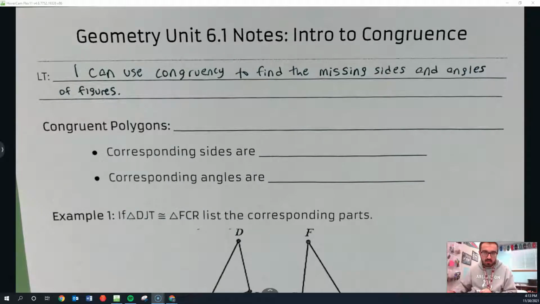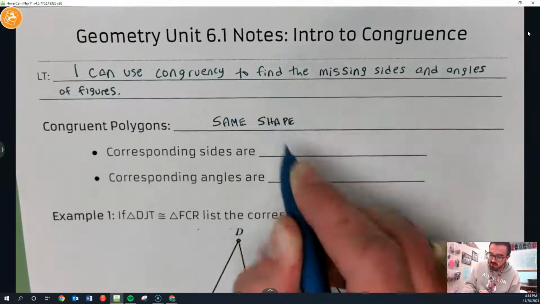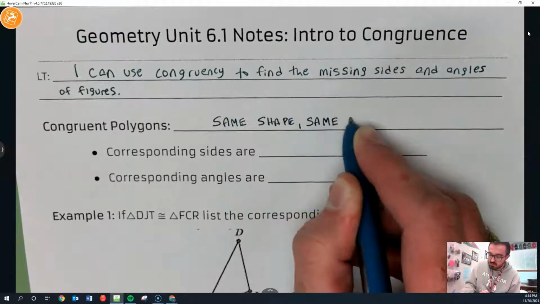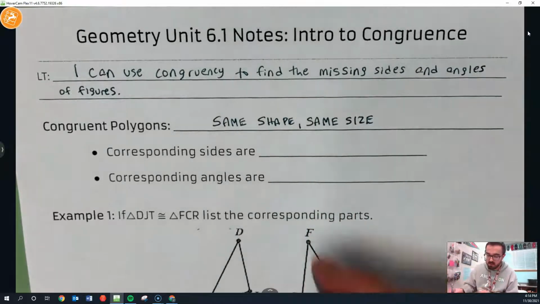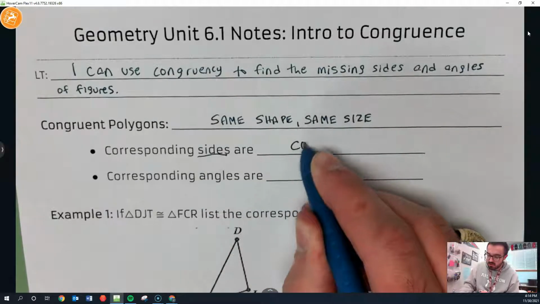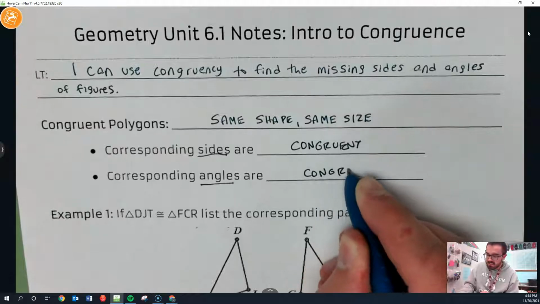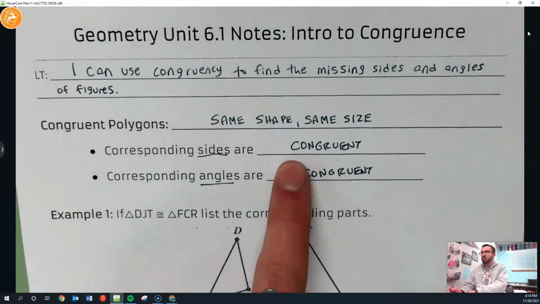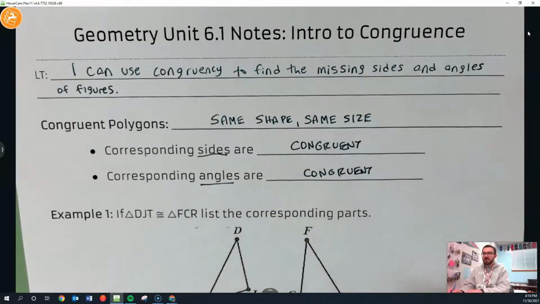So congruent polygons are kind of like similar polygons, except similar polygons, if you remember, had the same shape, different sides. Congruent polygons actually have the same shape and the same size. So it's like they're exact replicas of each other. They're both triangles and they're the same size of triangle. That means their sides are congruent and their angles are congruent. So unlike similar polygons, their sides are not just proportional, they're actually congruent to each other.